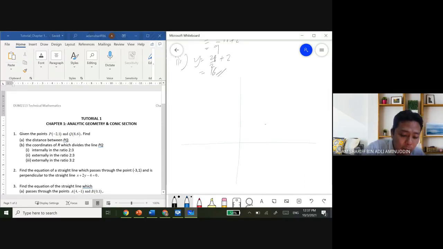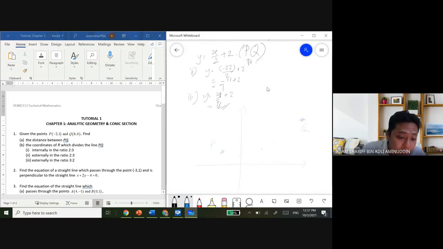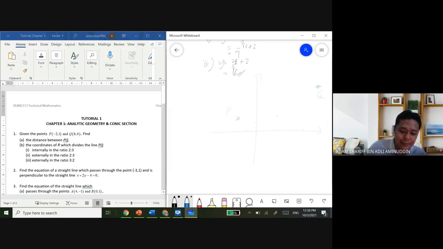Okay, P is negative 2, 1 sini tadi. And Q is 8, 6, 1, 2, 3, 4, 5, 6, 7, 8. Oh jauh. 1, 2, 3, 4, 5, 6. Around here. Okay, this will be PQ. Sedikit susah nak lukis sebab jawapan tu negatif 22, negatif 9. Wow, jauh. So, katakanlah, sorry saya zoom out. Somewhere around here for the first one. In the straight line.